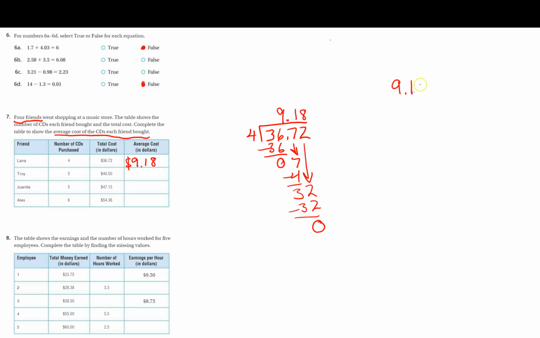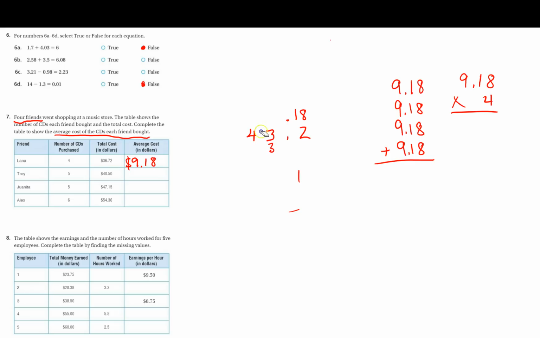So if she bought 4 CDs, $9.18, $9.18, $9.18, $9.18, that would be adding those all up. And we should come up, or we can do $9.18 times 4. And we should come up with that $36.72. All right, let's jump down.